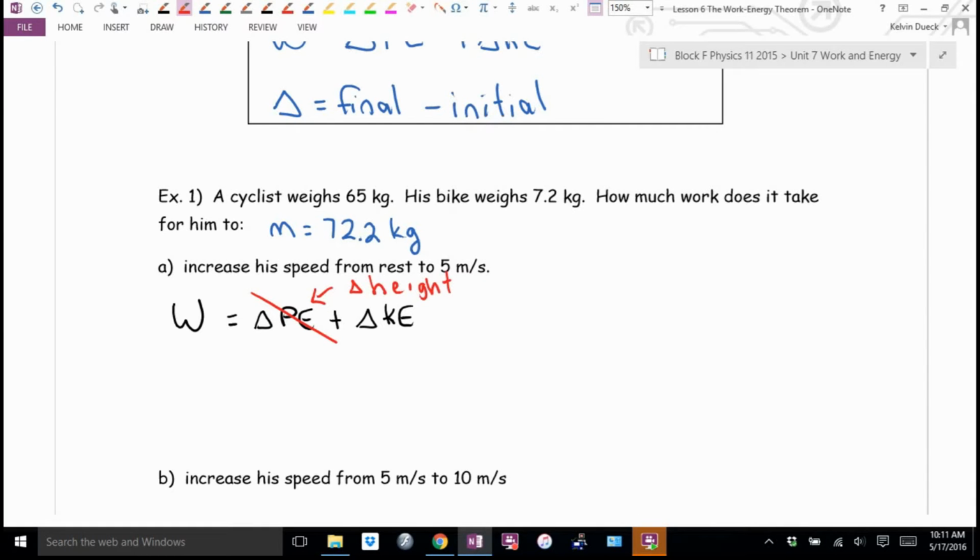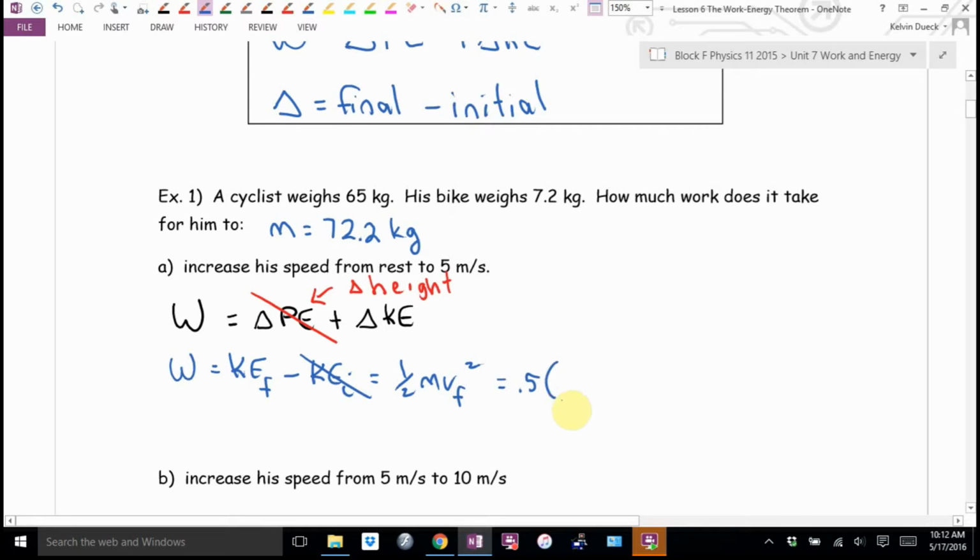John, what's change in anything? I left it up there deliberately and made sure I didn't scroll down. So on my next line, I'm going to say KE final minus KE initial. John, what's the equation for kinetic energy? So final will be a half mv final squared minus, now I could have mv initial squared, but what is my initial speed in this question? So you guys okay? In this case, it's going to be 0.5 times 72.2 times 5 squared.